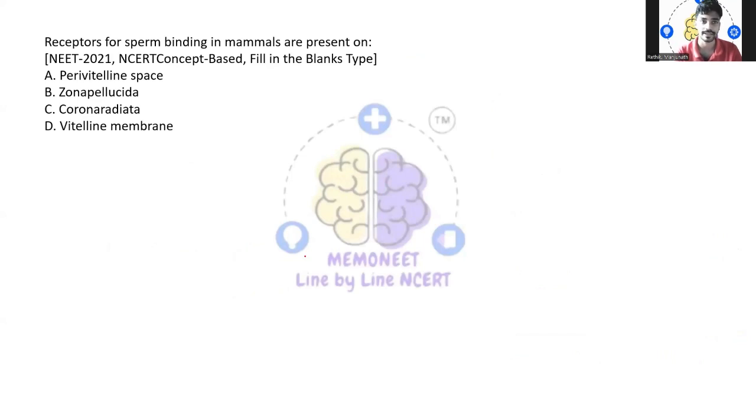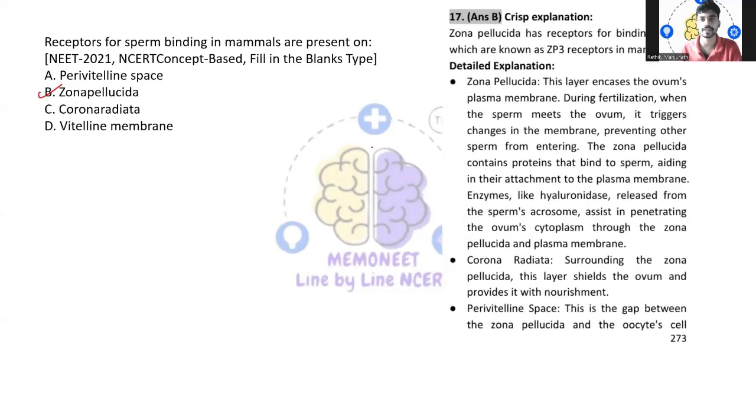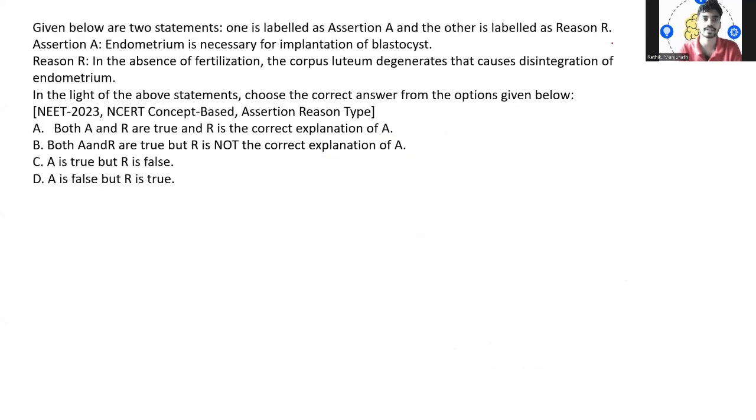Just now I have discussed. It's option B. And you know exactly what the reason is, right? What are the receptors which help in sperm binding in mammals? ZP3 receptors are present in mammals, right? So that's the reason. Now, the last question.